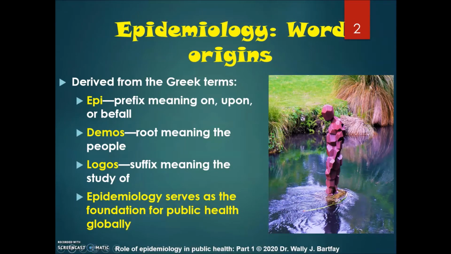So let's begin by first defining what epidemiology is and its word's origin. Well, epidemiology is actually derived from various Greek terms. Epi refers to meaning on, upon, or befall. The word demos is the root meaning the people. And logos, of course, is a suffix that refers to the study of. Epidemiology really serves as the foundation for public health globally.